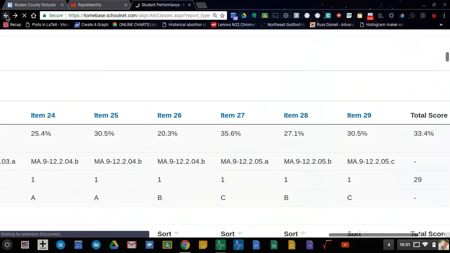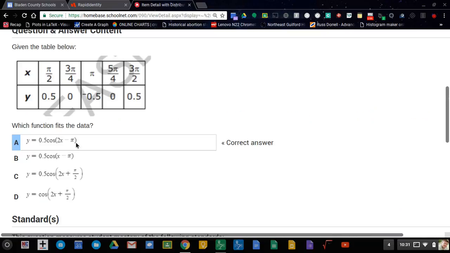Come on, Bubba. About a third of the class missed this one. Okay? Yes, that's what I'm saying. When I see that 30%, that's probably exactly what that is. And I'm not saying it's for everybody, but it's a high likelihood.